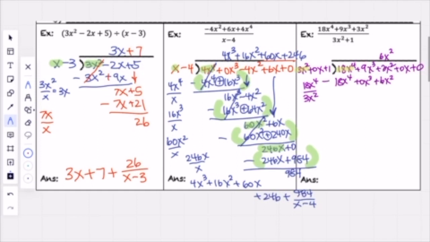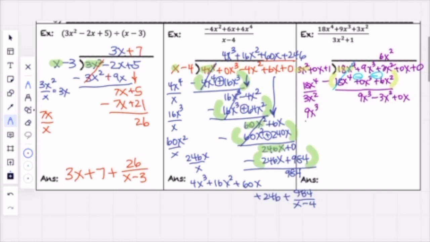And I'm going to subtract that whole thing. Just like before, we're thinking about that as subtracting the entire expression, which means I'm going to need to change some signs. Okay, so I'm going to change this to a negative and this to a negative, and combine those like terms. 18x to the 4th minus 18x to the 4th subtracts away. 9x cubed minus 0x cubed is just 9x cubed. And 3x squared minus 6x squared is going to be negative 3x squared. I'm going to bring down the 0x, and I'm going to proceed to do this again.